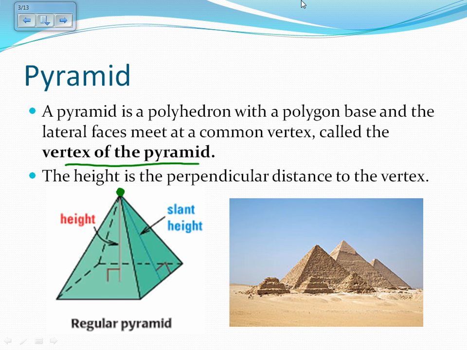Perfect. Carlos asked, what if the vertex is not right in the center, right? What if they messed up and they put it off to the side? Those exist. They're called slant pyramids. This is called a regular pyramid because it is right in the center, right? We're not going to talk about slant pyramids. Okay? They're just really ugly. It's just a pain in the butt.